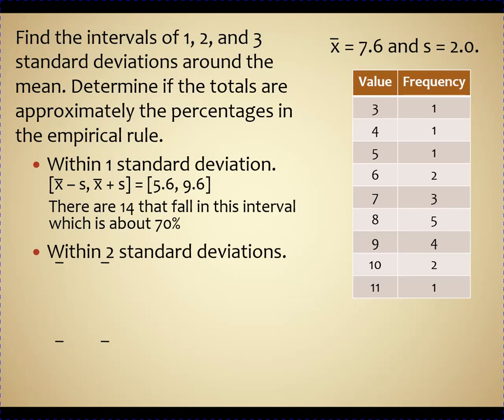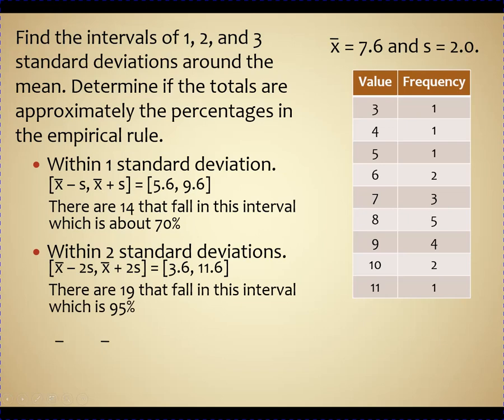Two standard deviations. Well, we're going to take our mean and add and subtract 2 standard deviations from that. So 2 times s would be 4. So 7.6 minus 4 is 3.6, and our mean 7.6 plus 4 is 11.6. And we want to check how many are between. So this is 4 and 11, which if you count those up, you will have 19. Instead of counting all those, we realize only one lies outside, so that's 95%, which is what we wanted.